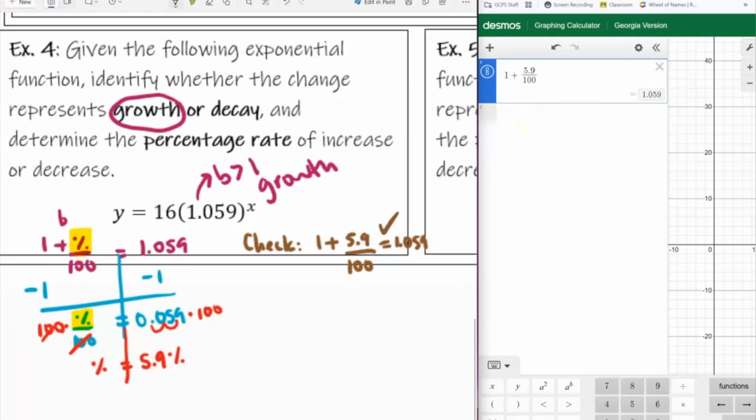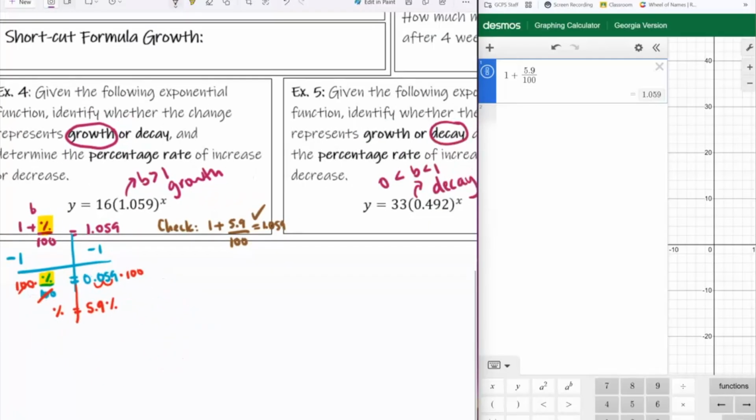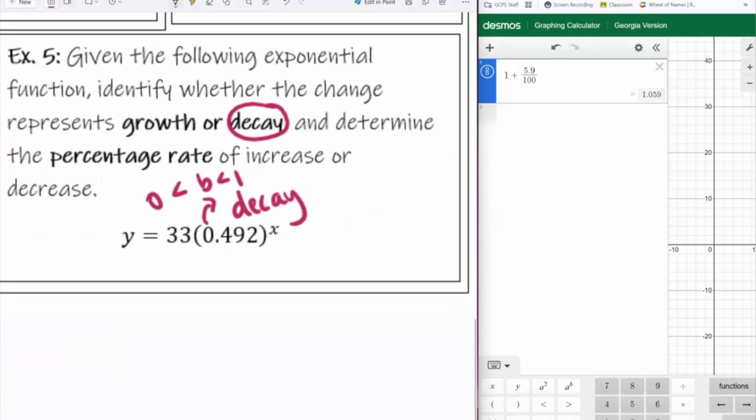This is working. Okay, so a little bit of middle school. I'm going to do the same thing for example 5, and then I'm going to give you a shortcut that works for no matter the situation.